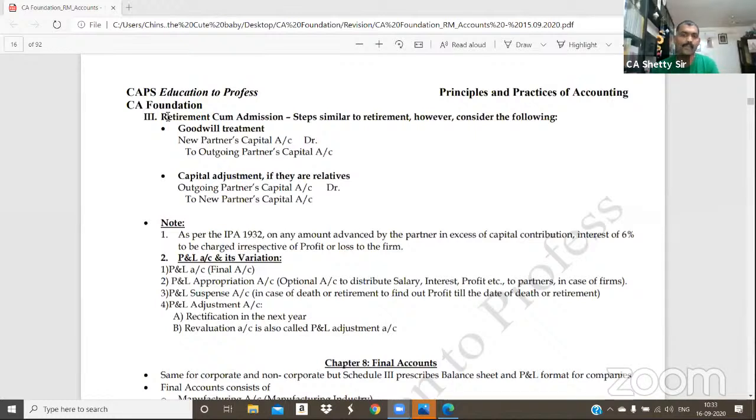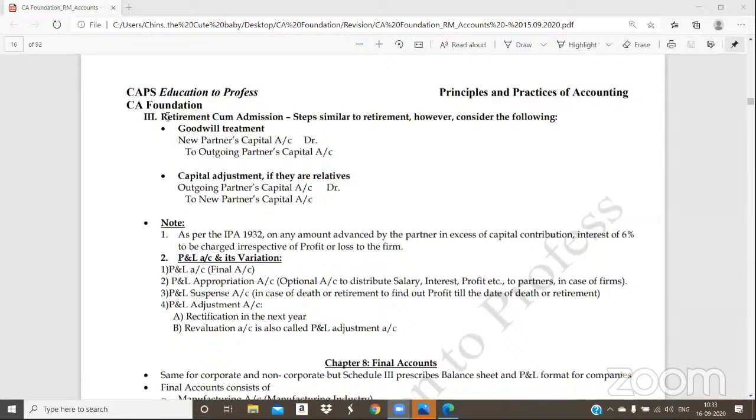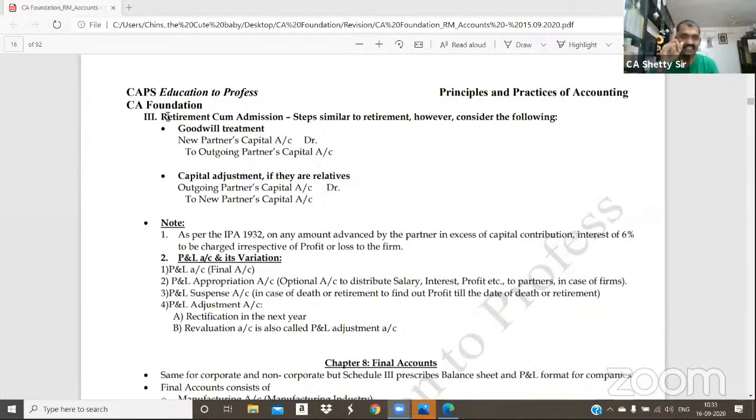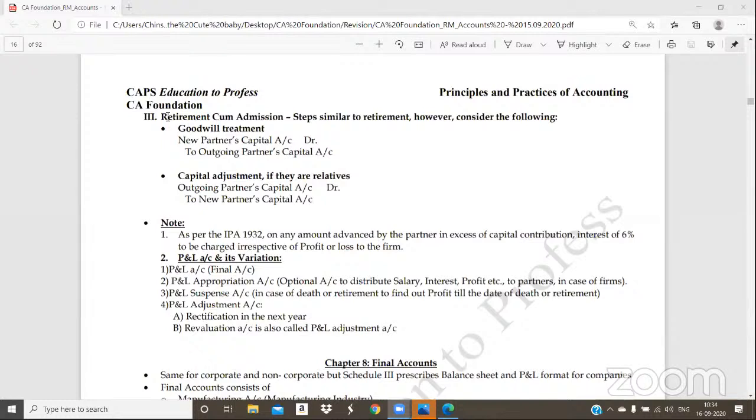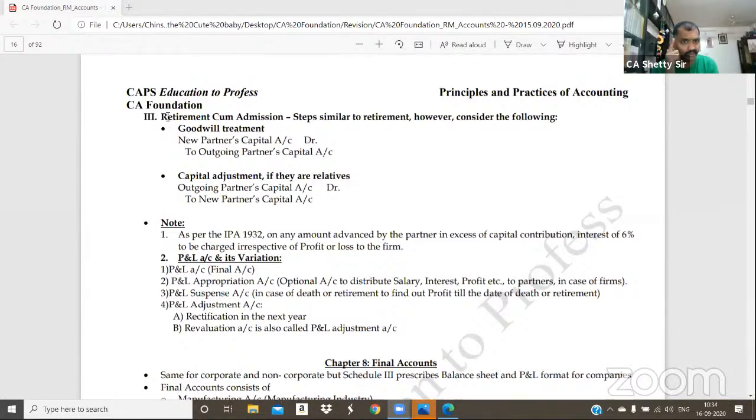Read. P&L adjustment account, optional account to distribute salary, interest, profit, etc. to partners in case of firm. Chetna, read what is there to be read. Don't read wrongly. What did you read? P&L appropriation account. What did you read earlier? Adjustment. So in the exam, this is where a small mistake you have to correct. Whatever question is given in the exam, you must read exactly that. P&L appropriation account, not adjustment. Appropriation. It's okay, no problem. Don't be sorry. It's okay.